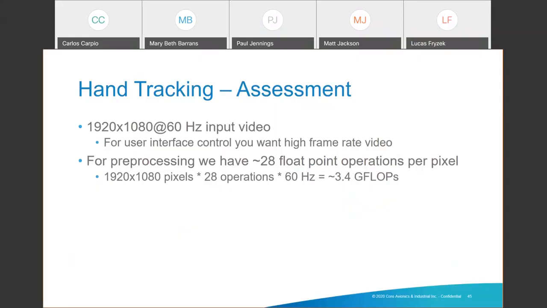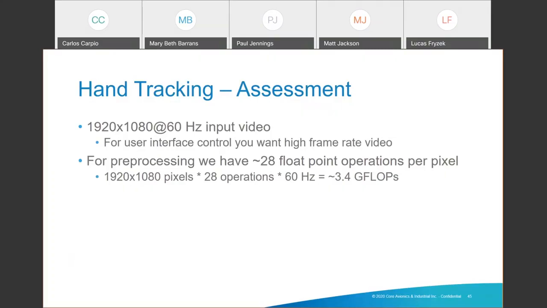So let's assess all the work we just did right now. For a modern system where you're doing hand tracking or some kind of tracking, you'll want to use a high resolution and high frame rate input feed. So I'm going to operate on the assumption that we're using a 1920 by 1080 input feed that's running at 60 hertz. So that means we're getting 60 frames in 1 second of data.